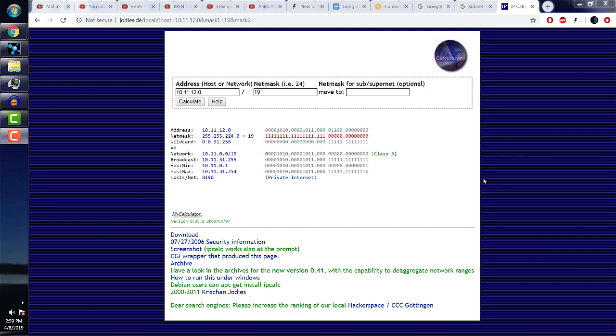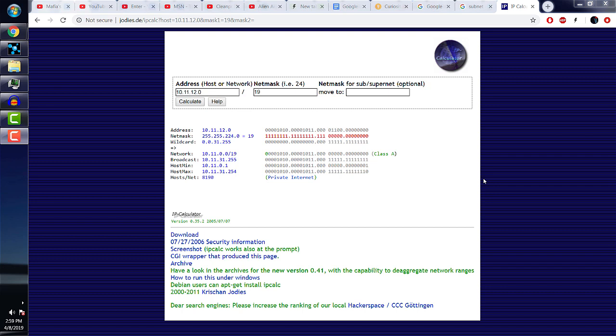So if we do 10.11.12.0/19 and we hit calculate, we see at the very bottom host/net equals 8,190 private IP addresses we have available to us. And as you can see, the host min is 10.11.0.1. And again, it doesn't count from 0. And you'll also see host max. It only goes up to 254 because of the broadcast and the network address. And again, we don't have to go in too much detail about the network and broadcast addresses because they're special IP addresses you need to handle some utility functions, but just know that we have 10.11.0.0 available to us.